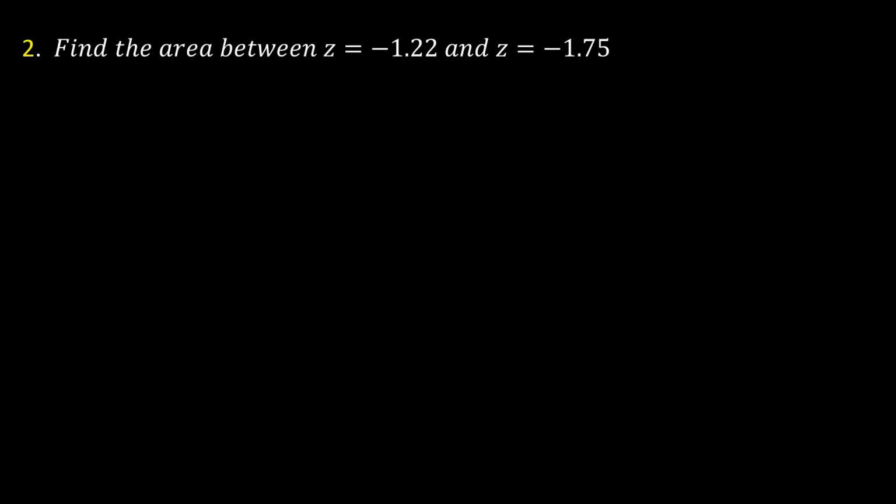Example number 2. Find the area between z is equal to negative 1.22 and z is equal to negative 1.75. The first thing to do is to sketch the normal curve.